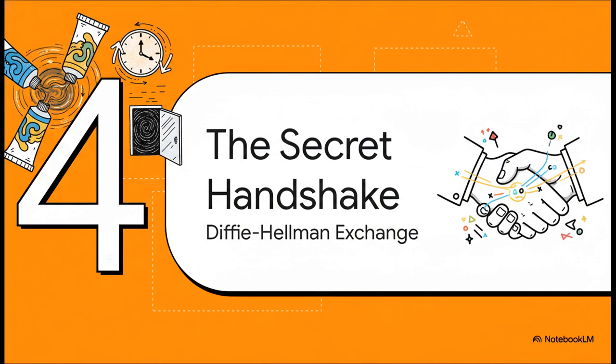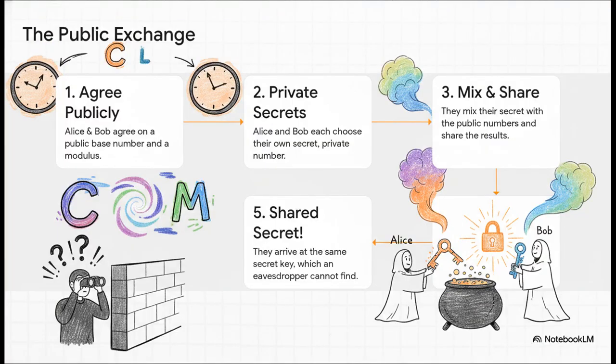It's called the Diffie-Hellman key exchange, and you can think of it like a secret handshake that's done completely out in the open. Here's how it works. First, Alice and Bob publicly agree on a starting number and a modulus, the size of their clock. Then, they each pick a private number that they keep completely secret. Next, they each mix their own private number with the public one and share those results out in the open.